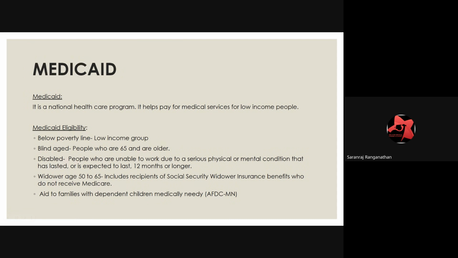So Medicaid eligibility: below the poverty line, the low income group. Then blind and aged people who are 65 or older. Then disabled people who are unable to work due to a serious physical or mental condition that has lasted or is expected to last 12 months or longer. Then widowers aged 50 to 65, which includes recipients of social security widower insurance benefits who do not receive Medicare.